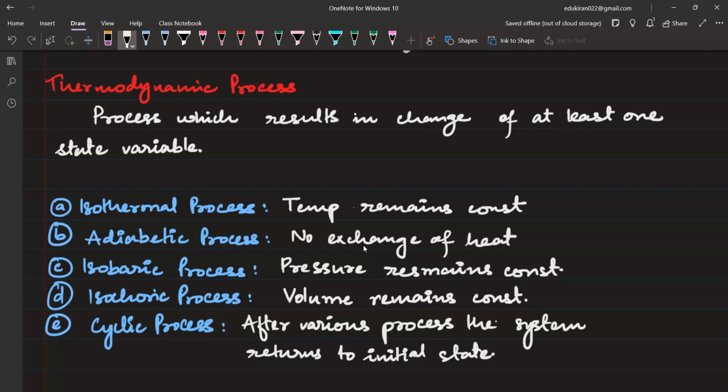Now, after this there are two more processes that we will take as a difference and understand how they are different from each other. Please write this down. Raise your hand once you're done.